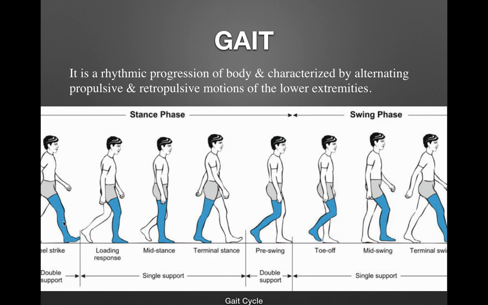So basically what happens, whichever arm you put forward, its opposite leg is forward. And then when you take that arm back, its opposite leg is also back. The same you can see, when this arm is forward, its opposite leg is forward. When this arm is going backwards, its opposite leg is going backwards. Again, when this arm is coming forward, the opposite leg is also coming forward. So this system applies through the whole gait cycle. Rhythmic progression of body characterized by alternating propulsive and retropulsive motions of the lower extremities.